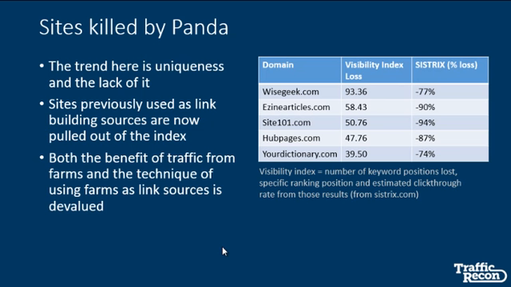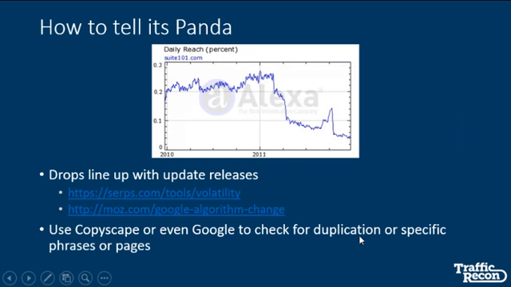And what you can see here is the loss of visibility, visibility being the number of keyword positions lost, and ranking positions, estimated click-through rates from Sistrix. This is just estimates, right? But what it tells you is that content farms basically just got killed by Panda. And this is the first iteration of Panda. I talked a little bit about how to tell if this is Panda, and this is just one of the websites that experienced a major hit from Panda 1.0.